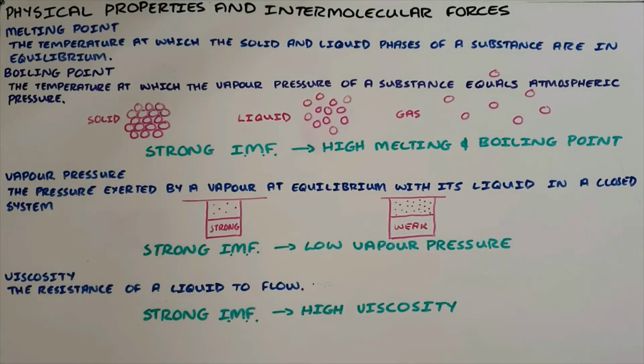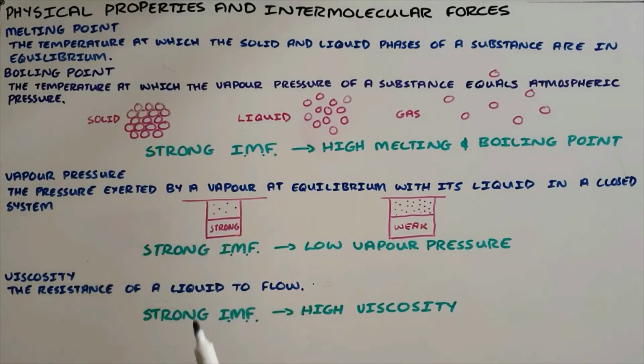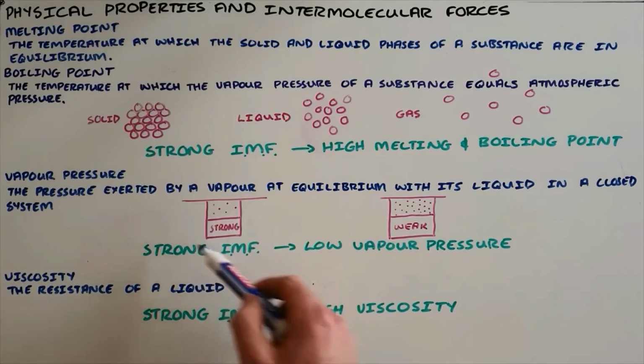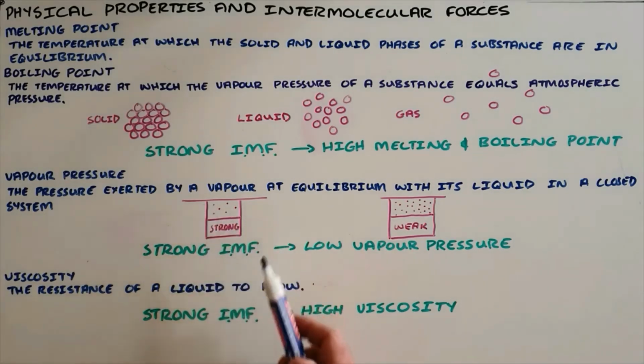The third physical property is called vapor pressure, and that is the pressure exerted by a vapor at equilibrium with its liquid in a closed system. And what we find here is that there are always a certain number of particles that are able to escape from a liquid and become a gas, and in a closed system, that gas exerts a force on the container.